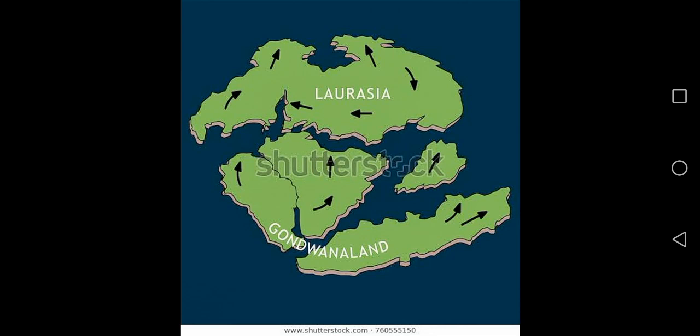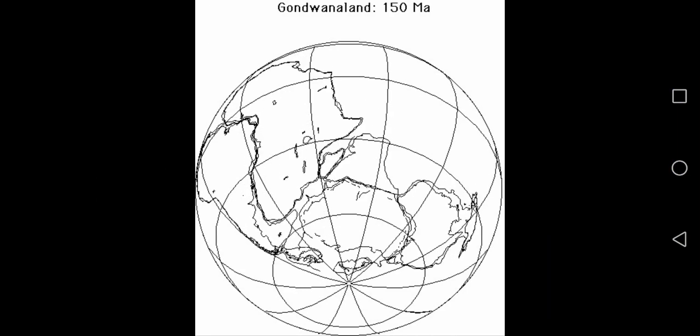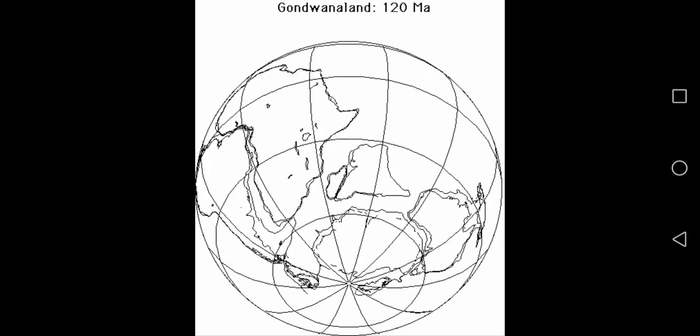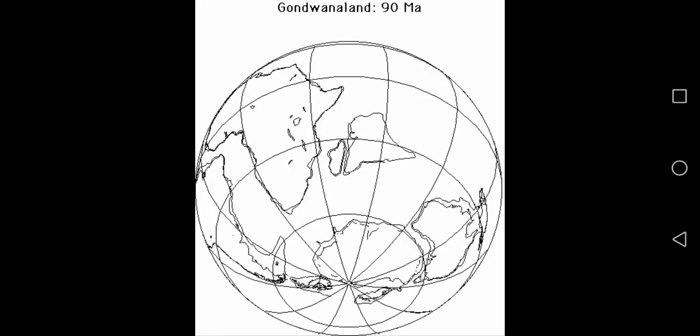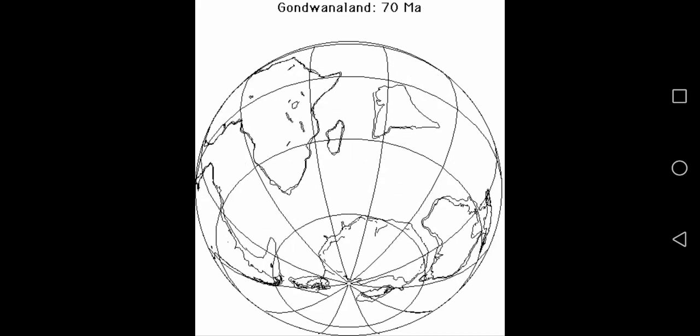Here you can see the location of Gondwana land and Angara land. Laurasia is also known as Angara land. As you know, millions of years ago, there was no separation of the earth, and there were only two giant land masses, Angara land and Gondwana land. Angara land was covering the northern part of the world, and Gondwana land was covering the southern part of the world.